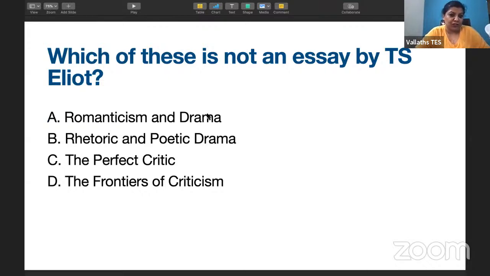Which of these is not an essay by T.S. Eliot? Is it Romanticism and Drama? Rhetoric and Poetic Drama? The Perfect Critic? The Frontiers of Criticism?